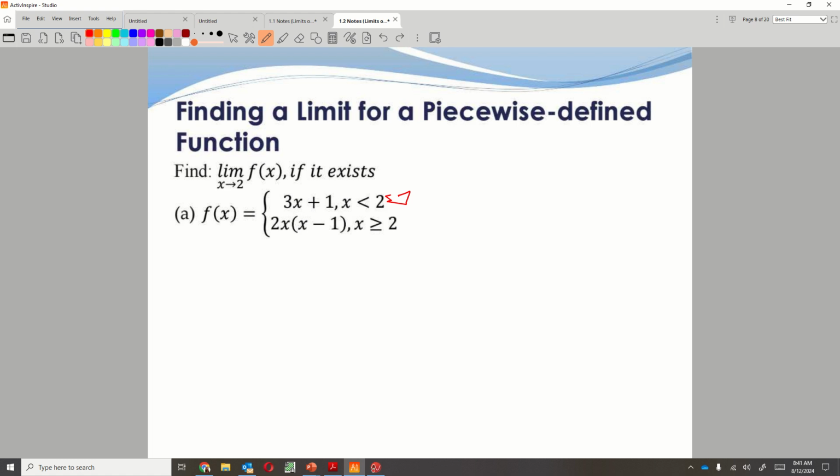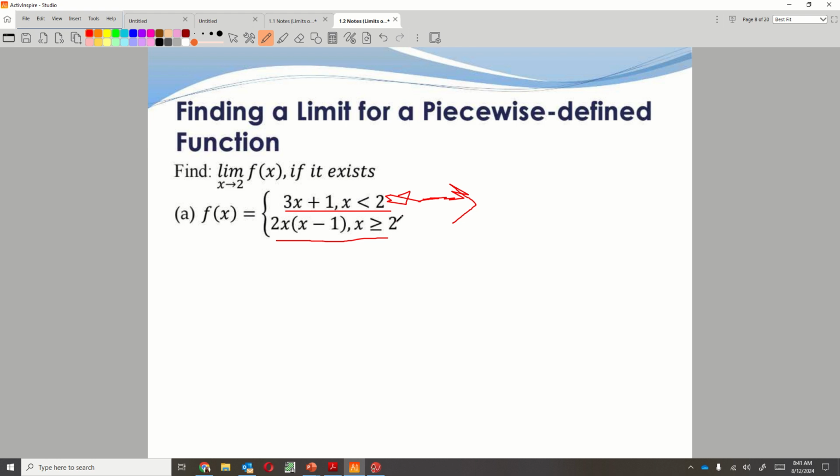That was supposed to be an equal sign. Anyway, so now this is not equal to, but it is approaching 7 when it comes to 2. Now on this side, when I go to 2, this is going to be my left-hand side, because it's all numbers that are less than 2. This one's going to be from the left-hand side. This is going to be my right-hand side.